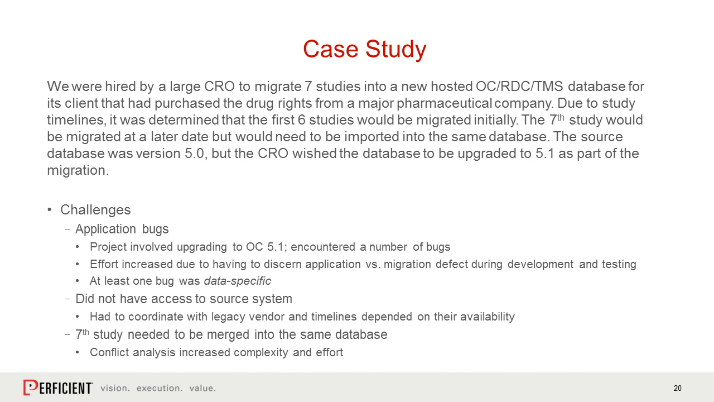And that involved the conflict analysis process that I described earlier. Definitely increased the complexity. One option would have been to migrate that 7th study into a new, different database, and then you wouldn't have to go through the conflict analysis. But you have to think about the trade-offs. Now you have 2 separate databases to maintain. That could affect your license costs.